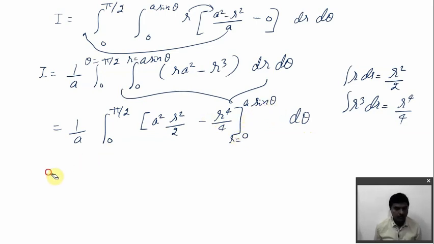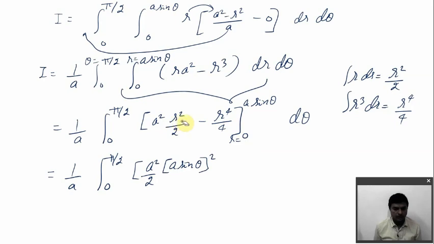So just substitute. This is going to become 1 upon a as it is, no change. 0 to pi by 2 as it is, no change. So here a square upon 2 is constant, so just put r equal to a sine theta, and this is squared. You can see r square at 0 is 0, so I don't take the 0 here. Minus 1 upon 4 is constant. So now I'm substituting the upper limit and lower limit in this. This is going to give you a sine theta raised to 4. Again minus 0 is 0, so this is our simplification. Is it clear? So now simplify this further.